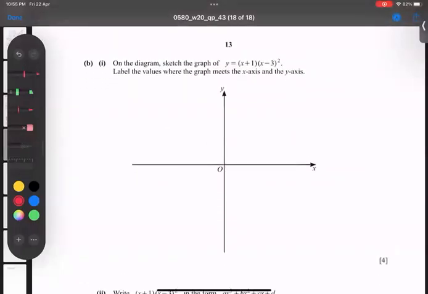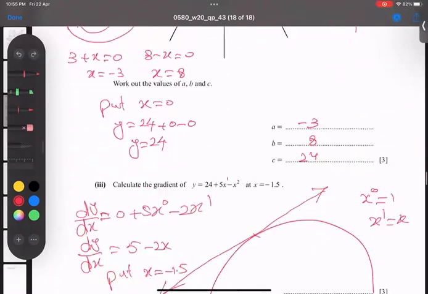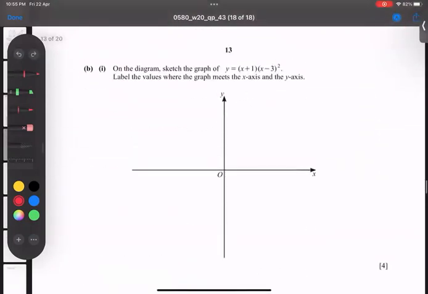This is a question we have on the diagram: sketch it and label the values where the graph meets the x-axis and y-axis. So it means we have to label where it is cutting the x and y-axis. As I discussed just now, you see on the screen, x equal to 0 and y equal to 0. And you know that when I put x equal to 0 or y equal to 0, I get the y-intercept and x-intercept. So first of all, for the x-intercepts, the x-intercept means where it cuts the x-axis. So what will I put? Put y equal to 0.